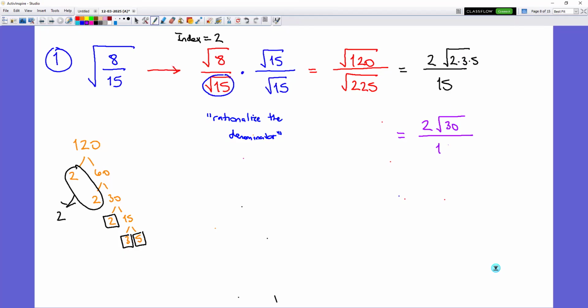And then over 15. Then just make sure that the outside of the radical cannot be simplified further, and it can't because it's just 2 over 15. So you can't simplify that fraction. So therefore, the simplified solution is 2 square root of 30 over 15.